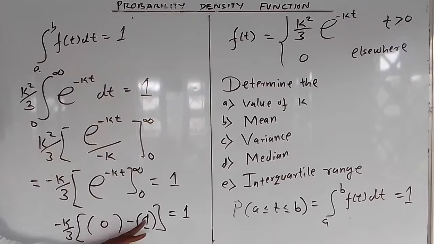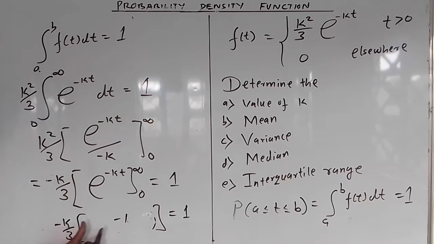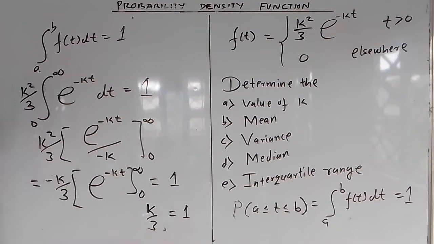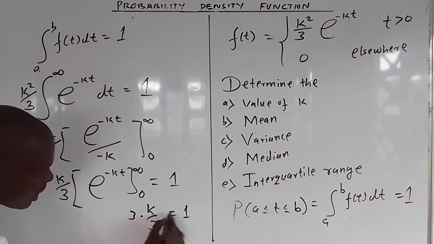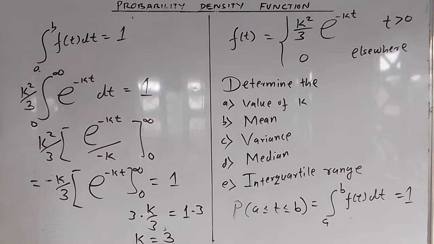So what do we have here? 0 minus 1 is negative 1. So negative 1 times minus k over 3, you get positive k over 3. So negative k over 3 times negative 1, you will end up with this to be k over 3. So what is k? You multiply both sides by 3. If you multiply both sides of the equation by 3, you get k is equal to 3. Are we together? k is equal to 3.